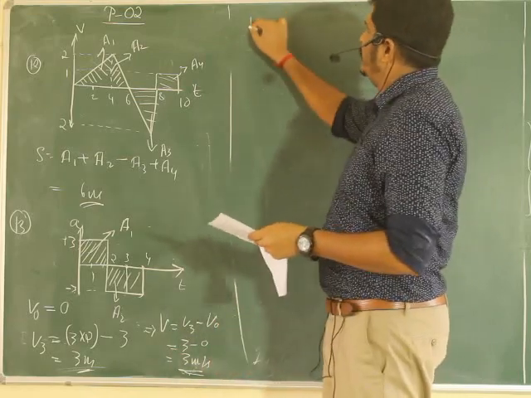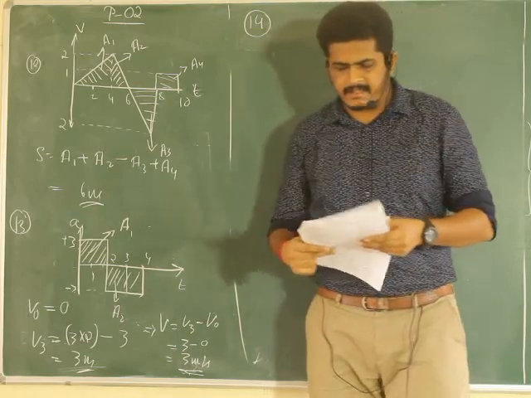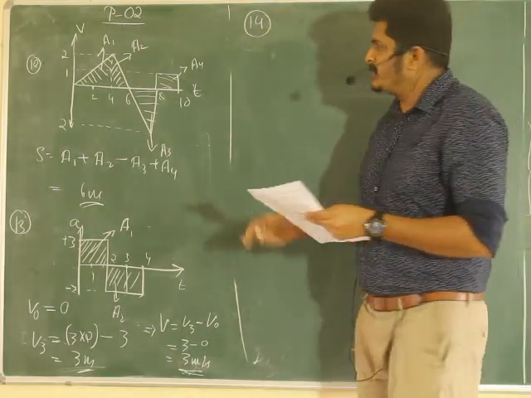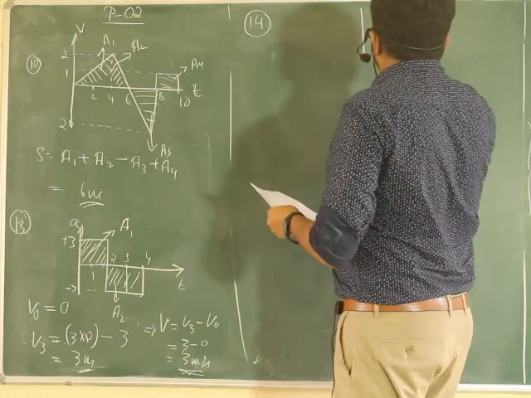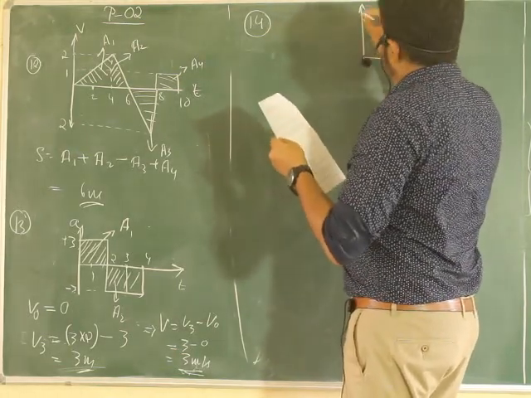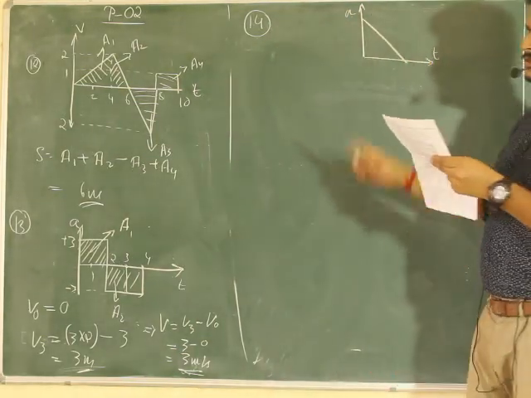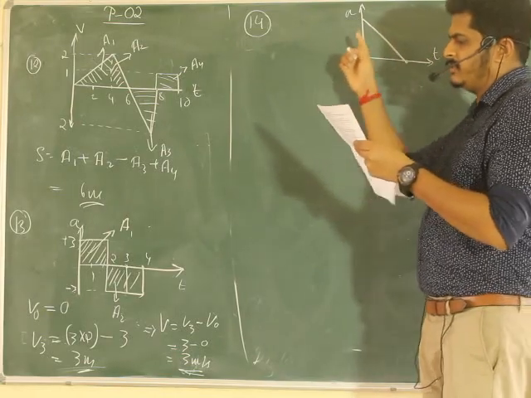Question number 14. Let us see what it says. They have mentioned one graph. The graph is like this. Fine. And is it a VT graph? No, it is an AT graph. Be careful while discussing. We are mentioning which kind of graph it is.